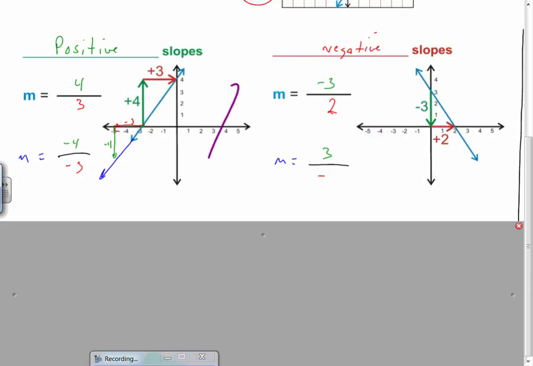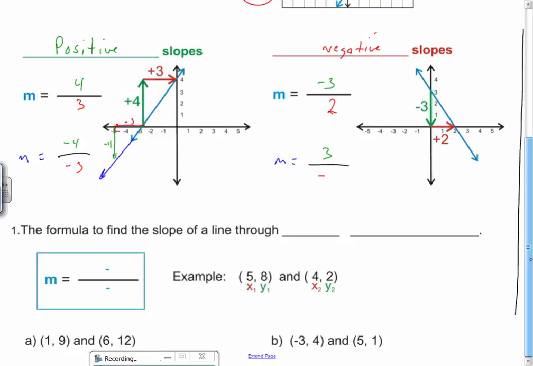Positive slope, positive slope, positive slope, right? All kinds of different positive slopes as long as it goes up to the right. Up to the right, positive slope. Down to the right, negative slope. Again, please ask questions as we go if there is a need for questions.